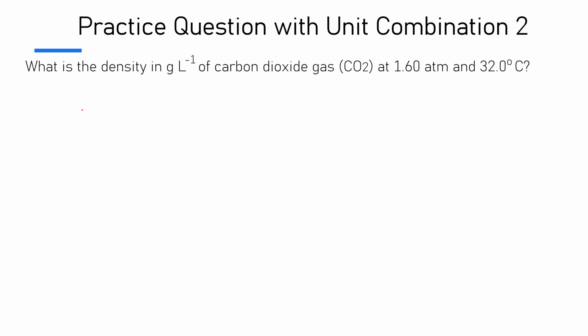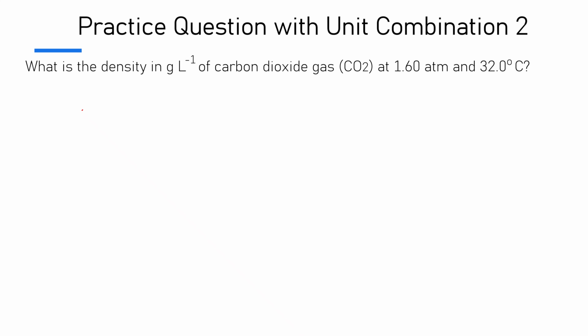Okay, let's do another question now, but this time with the second unit combination, which thankfully is relatively more straightforward than the previous unit combination. What is the density in grams per litre of carbon dioxide gas at 1.60 atmospheres and 32.0 degrees Celsius?